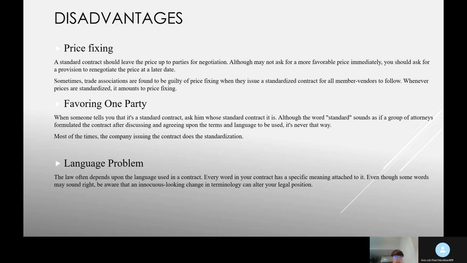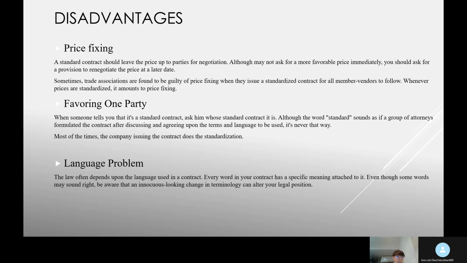Now are the disadvantages of using the standard form. First is price fixing. A standard contract should leave the price up to the parties for negotiation. Although it may not ask for a more favorable price immediately, we should ask for a provision to renegotiate the price at a later date. Sometimes trade associations are found guilty of price fixing when they issue a standardized contract for all member vendors to follow. Whenever prices are standardized, it amounts to price fixing.